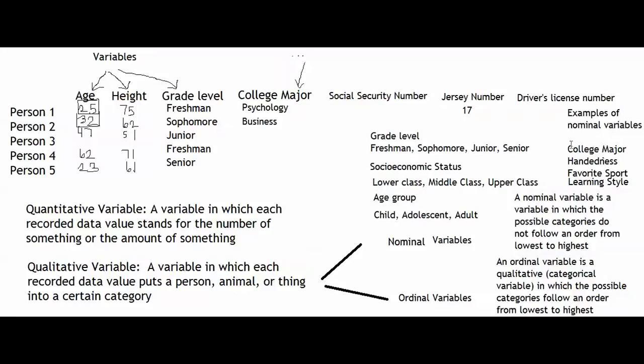So a nominal variable is just when the possible categories don't follow any order from lowest to highest. If all categories are considered to be equal, it's a nominal variable.